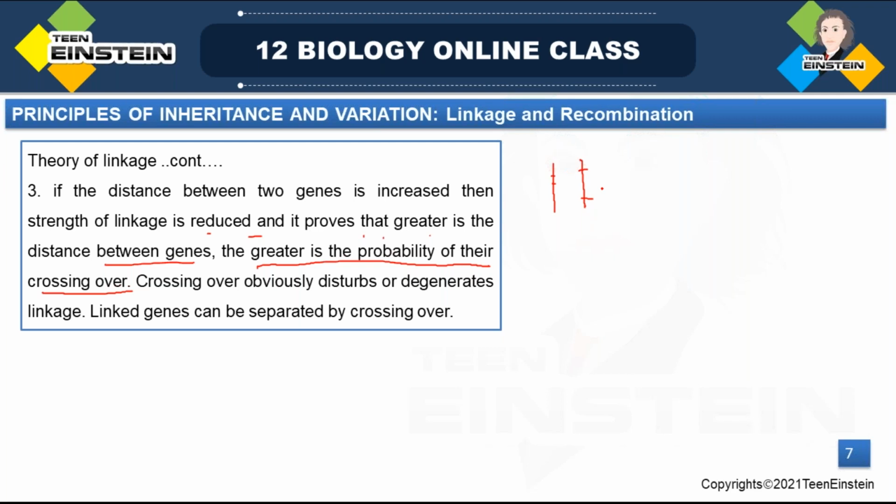So if the distance between two genes increases, then the strength of the linkage gets reduced, and there is a greater chance for them to get separated. When they are near, there will be very little chance of separation. These genes won't get separated. In all cell divisions, there is only a minimum percentage of separation. So if the distance is increasing, the linkage percentage decreases.